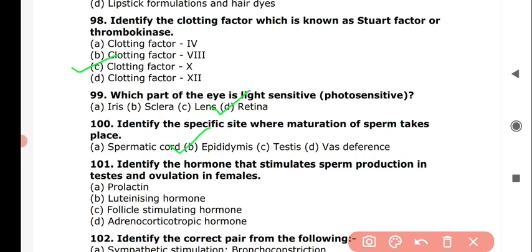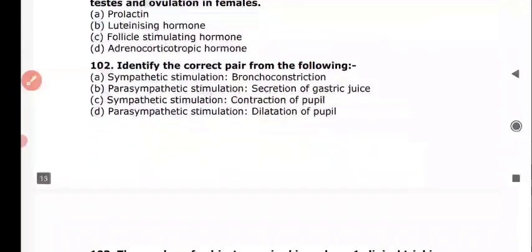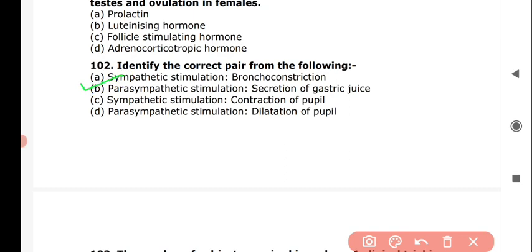epididymis. Next question is, identify the hormone that stimulates sperm production in testes and ovulation in females, and the correct answer is option C, follicle stimulating hormone. Next question is, identify the correct pair from the following, and the correct answer is option B, that is parasympathetic stimulation results in secretion of gastric juice.